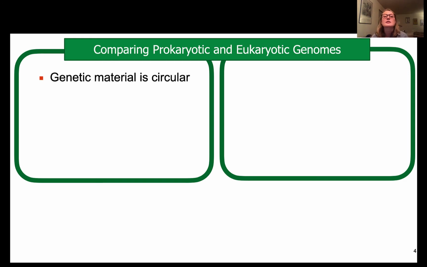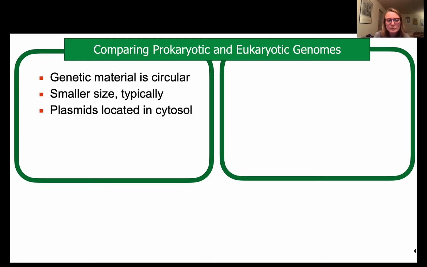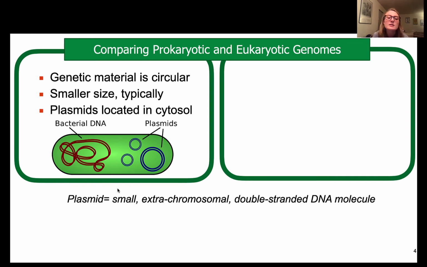So in prokaryotes, their genetic material, which can be DNA or something called RNA, is circular. So their genomes are typically of a smaller size. They have fewer base pairs than eukaryotes. And they have plasmids that in prokaryotes are located in the cytosol. What's a plasmid? Here you can see it's a small double-stranded DNA molecule. It's circular and exists outside of the chromosomes. So here's the bacterial double-stranded DNA, but also contained within the cytosol are the prokaryote's plasmids. So just think of this as like an extra little bit of DNA.